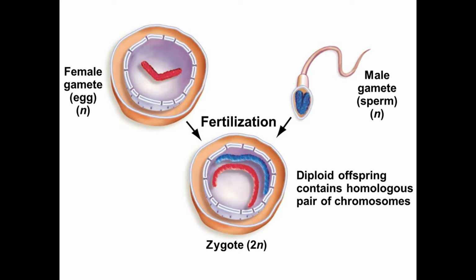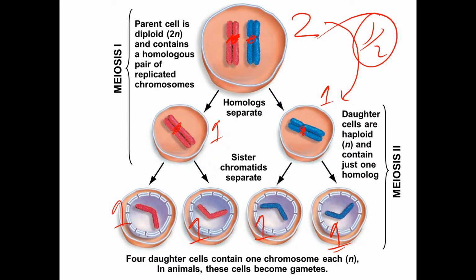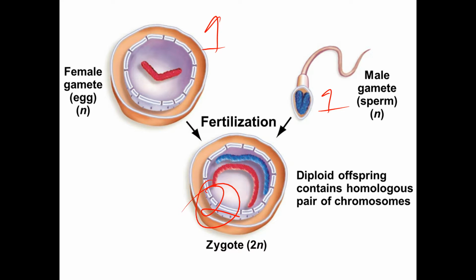So now you have your egg cell, you have your sperm cell, each with 1 chromosome each. They fuse together, you get your zygote that now has 2 chromosomes, which is the original complement that you originally had, total, in your diploid cell. So that's been restored.